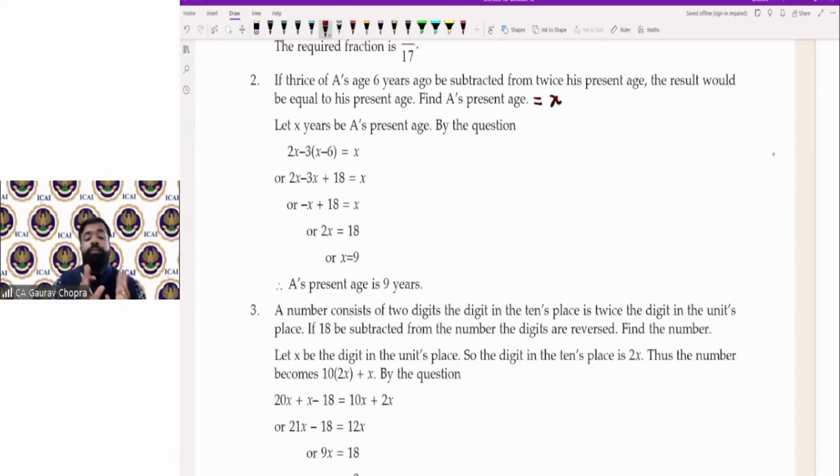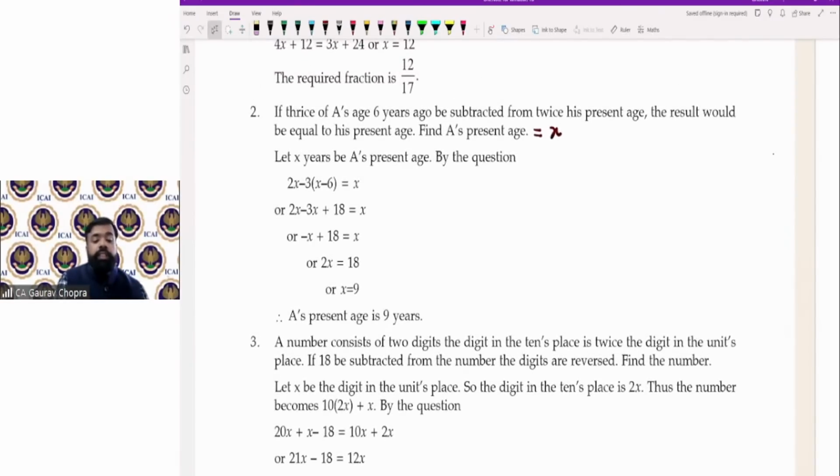अब आपको क्या करना है? सब्ट्रैक्ट करना है. तो thrice of A's age 6 years ago. अगर एज आज कितनी है? x. तो 6 years ago एज कितनी होगी? x minus 6. 6 साल पहले एज कितनी होगी? x minus 6. Now we have to do 3 times of this. So multiply by 3. So 3 times of age 6 years ago. Now we have to subtract this from twice of the present age. Twice means 2, present age is x.